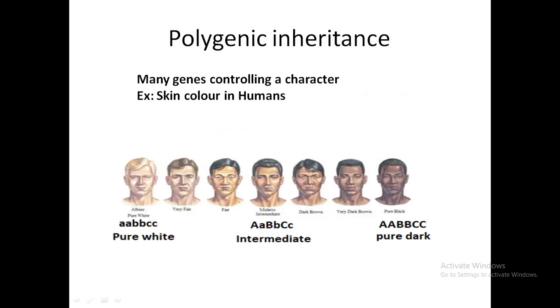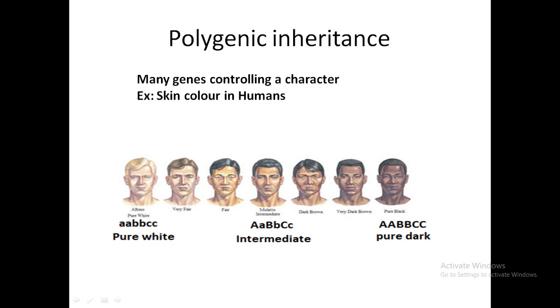Okay. Next, polygenic inheritance. As the name suggests, polygenic means a character is controlled by more than one gene. Then we use the word polygenic inheritance. So here, more than one gene controls one character or trait. Now, some examples are skin color and height in humans, and also grain color in the case of wheat.